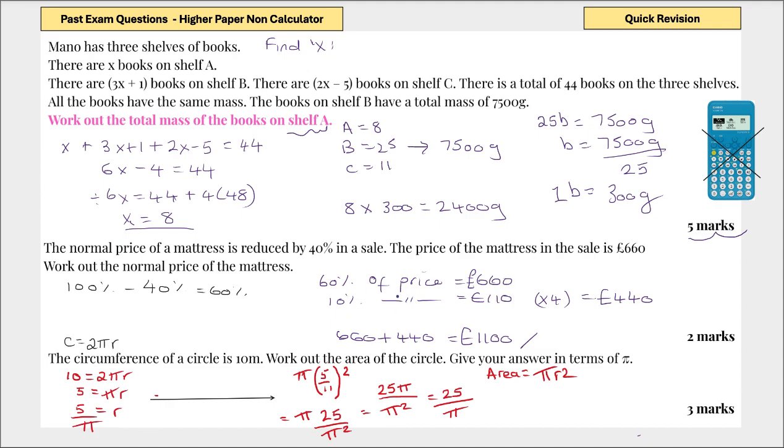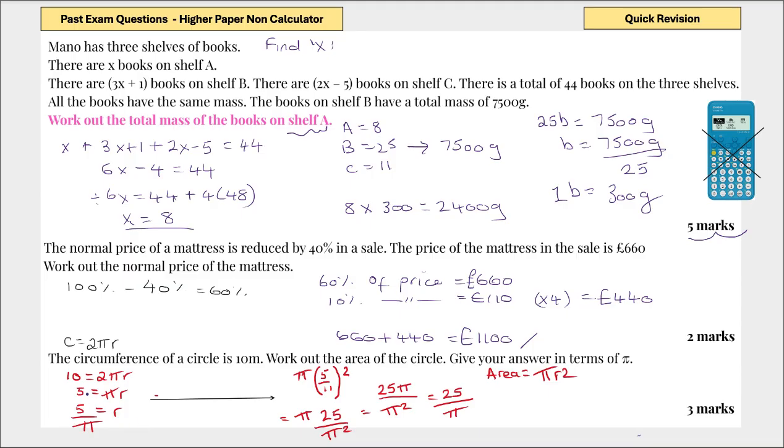So 10% of the price is going to be £110. Now, we need to make it to 100%. And to do that, we can now work with our 10% because we found 10%. So it was the quickest way to do it. So I've just gone 110 times 4, because then that would take me up to 100% equals 440. So if you add that and that together, which all equals 100%, the answer is going to be £1,100.